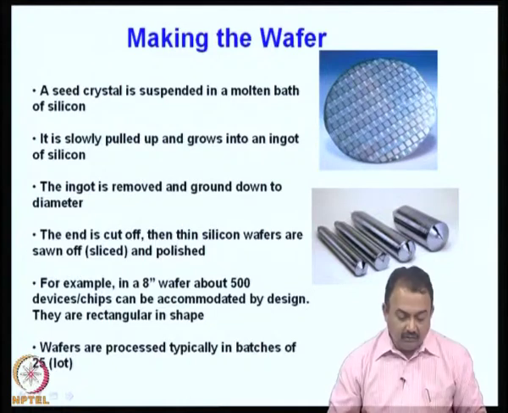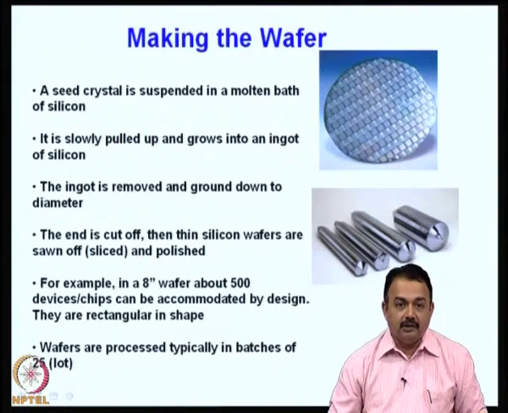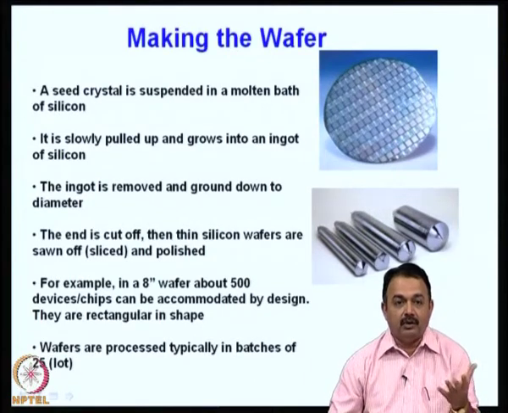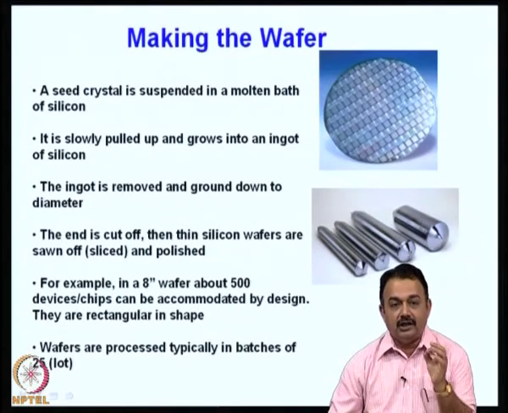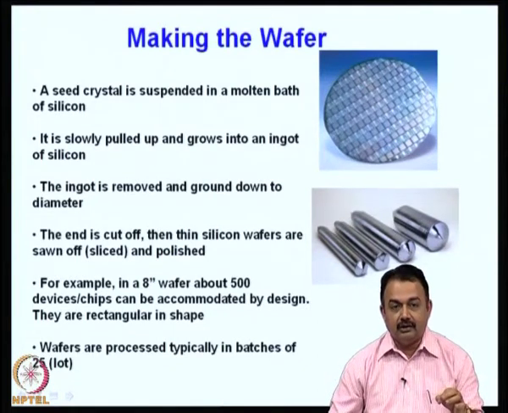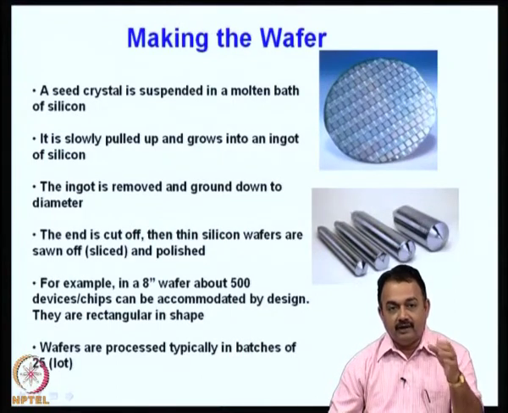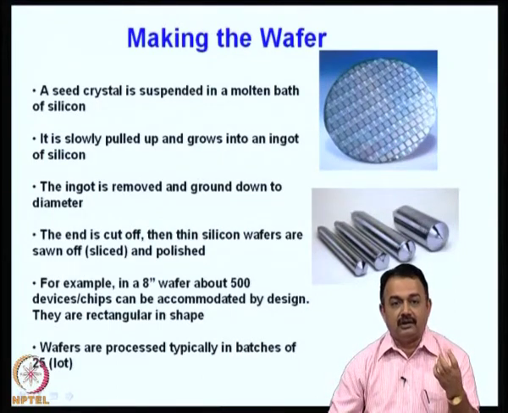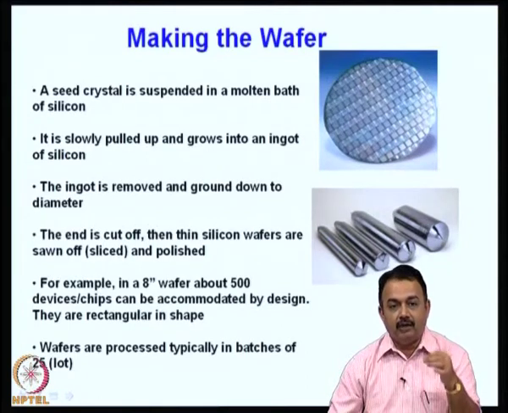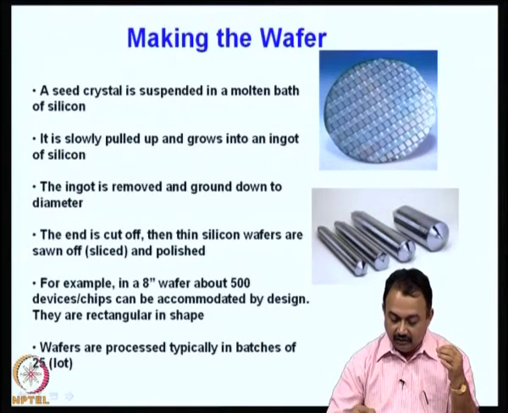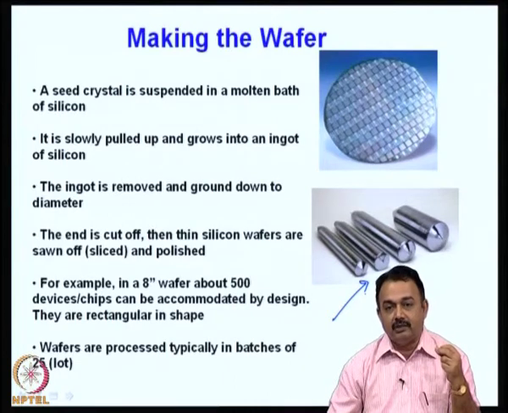Making the wafer, a seed crystal is suspended in a molten bath of silicon. So, the starting process is you have a molten bath of silicon in which a seed crystal of pure silicon is now suspended, okay, and then it is slowly pulled up at a very small rate. It cannot be very fast, because you are now growing the single crystal, and it is slowly pulled up and it grows into an ingot of this type as you see here in this picture.